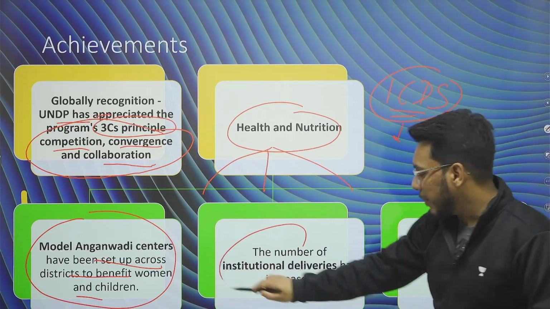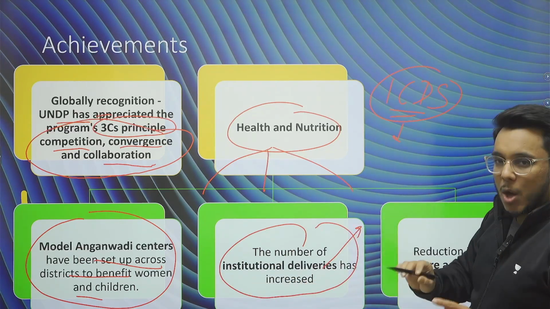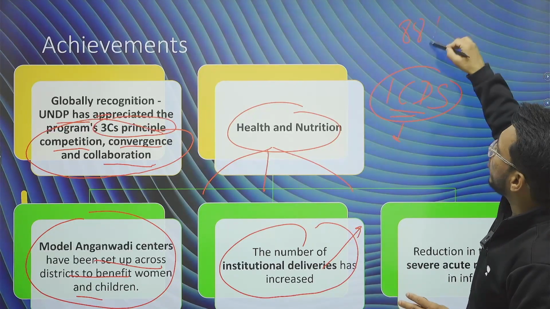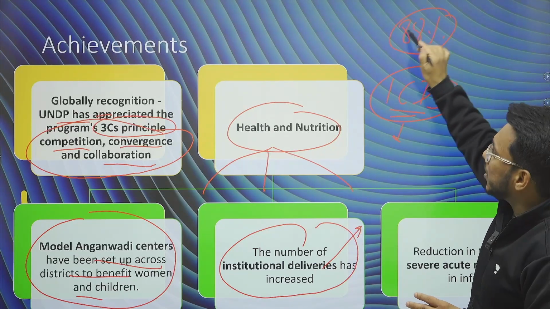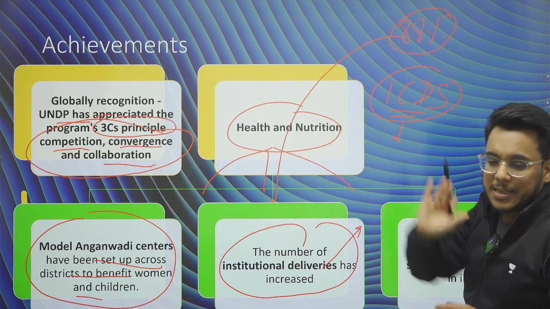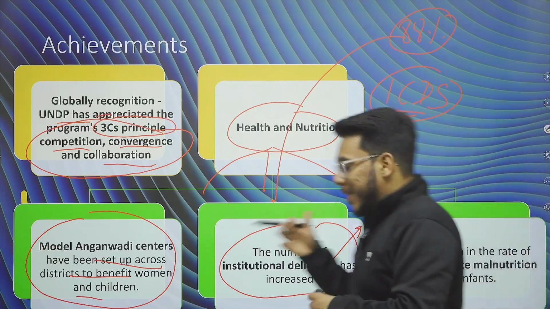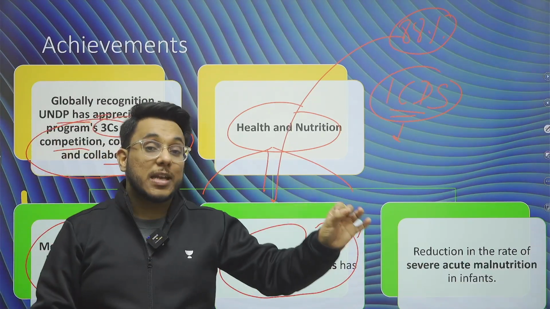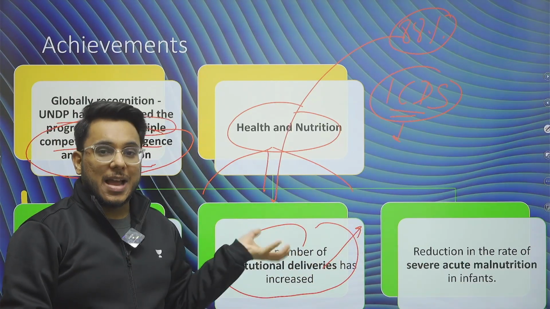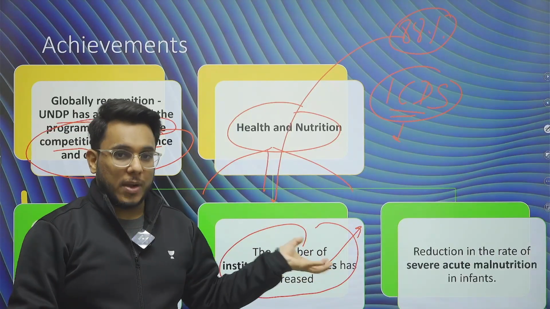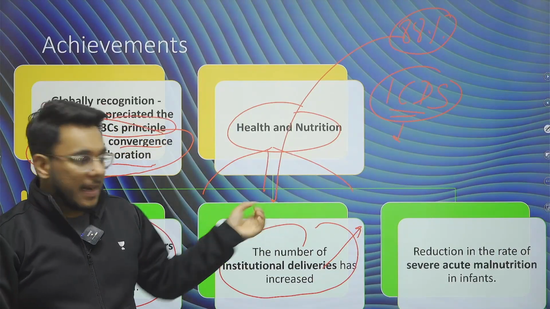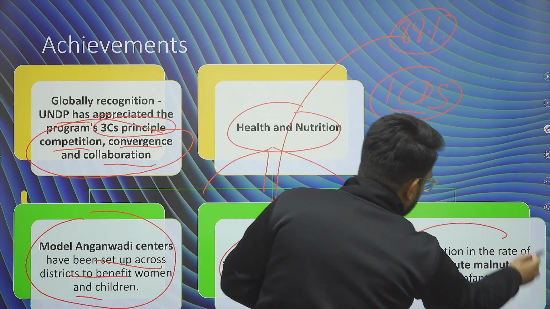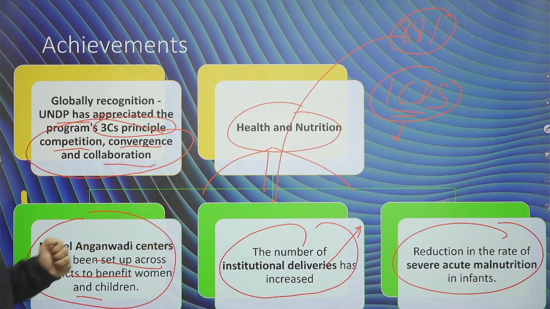Then next, the number of institutional deliveries has increased. According to National Family Health Survey 5, institutional deliveries in India reached 88%. This improvement was possible because of the significant improvement that has happened in aspirational districts. As I told you, 80% of output is because of 20% of input. So these 20% districts had a lot of burden in terms of poor socioeconomic indicators. Now, as they are improving, the national average is also going up. Next, the rate of severe acute malnutrition in infants has also come down.